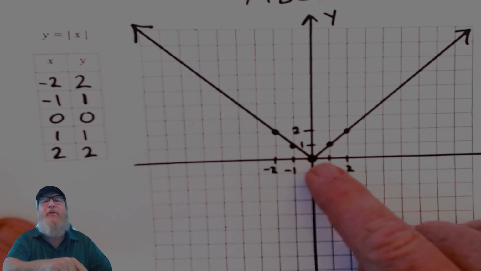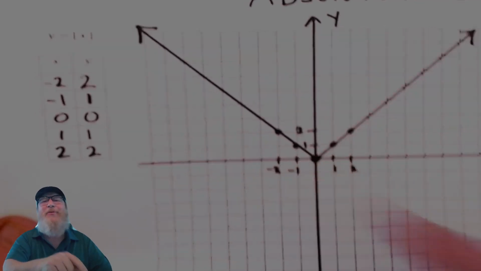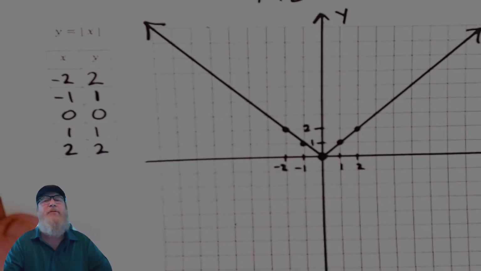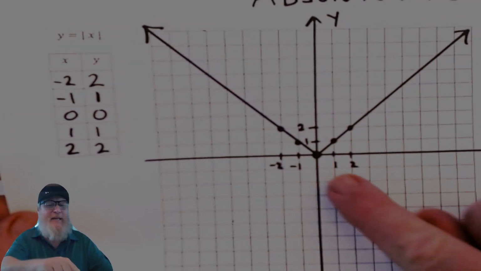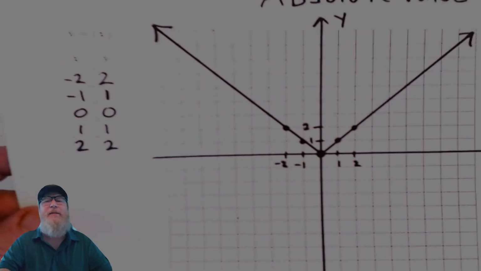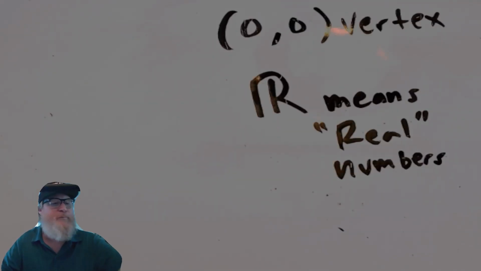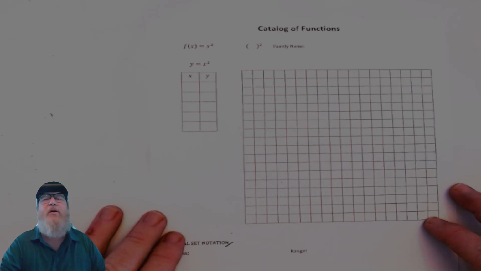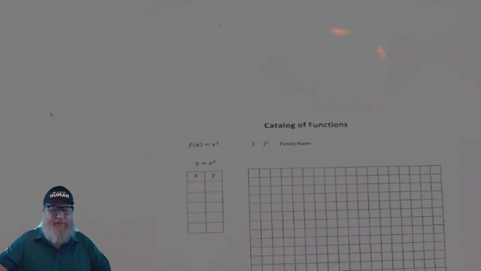Sometimes we label the vertex with a 0. I didn't really have enough room to put a 0 there. I felt that it would clutter it up, so I omitted it. It's implied that that point is the origin, which is 0, 0. All right. So moving right along, the second member of our catalog is called the quadratic.